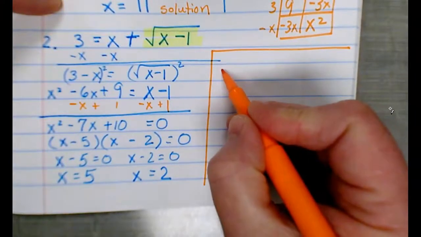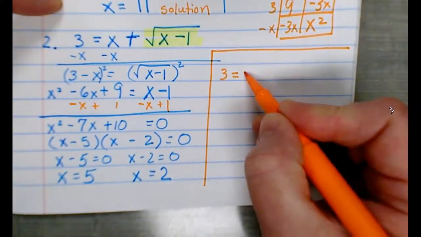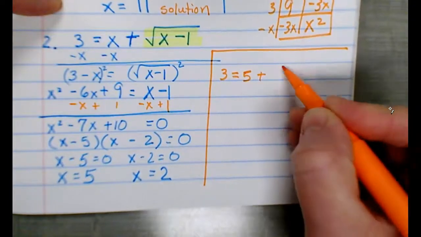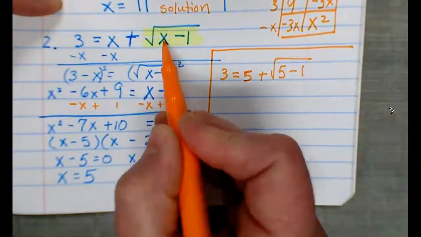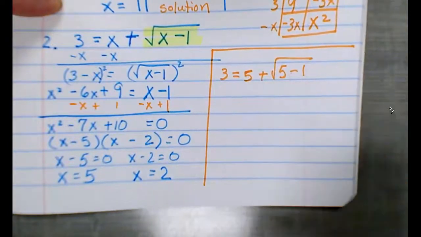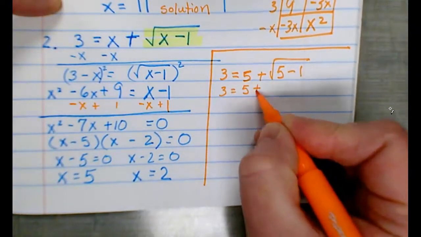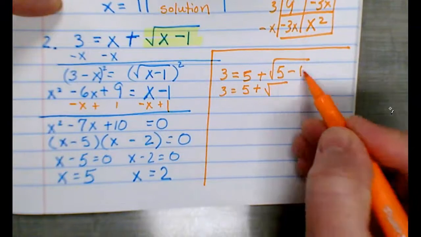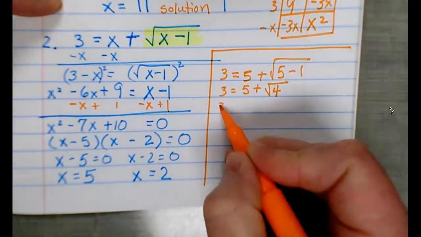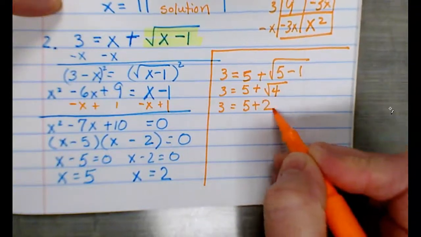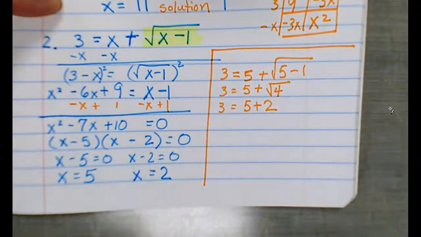So I go back to my original equation, and in place of the x, I put 5. So this would be 3 equals 5 plus the square root of 4. 3 equals 5 plus 2. I don't think so. Do you think so? Okay.